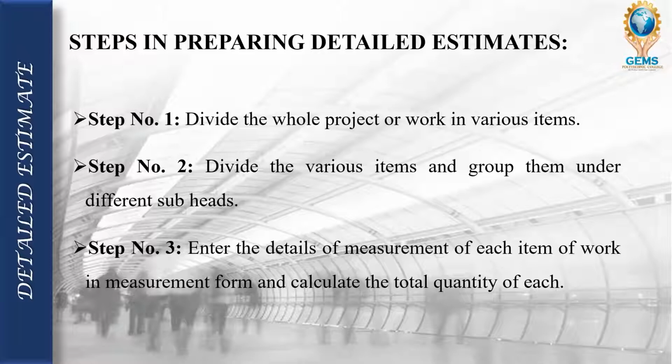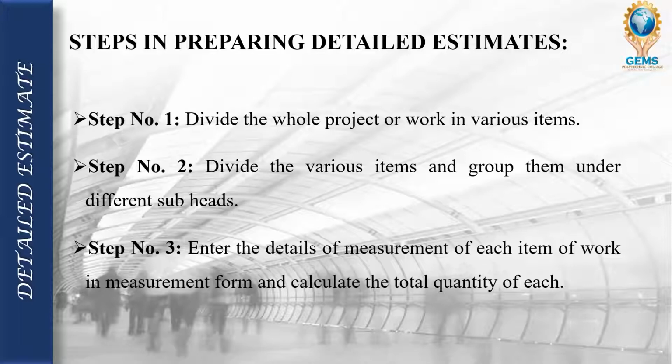Then what is the second step? Divide the various items and group them under different subheads. So first we mainly divide, and after that we subdivide. Already divided, right? After that we have to again divide and group them under different subheads. That is the second step.